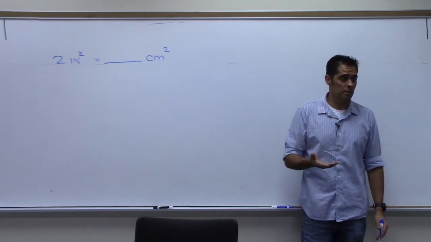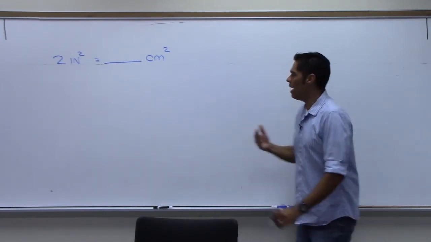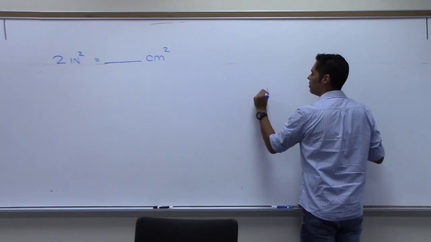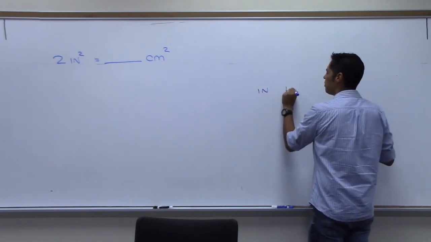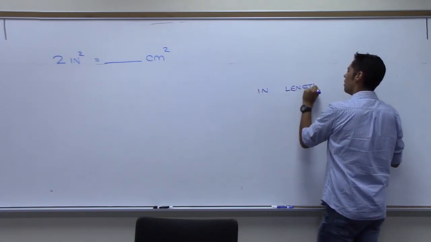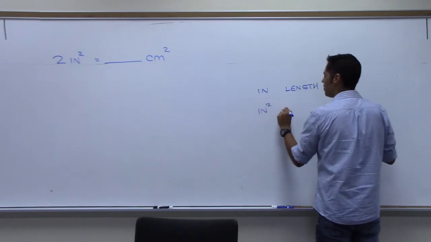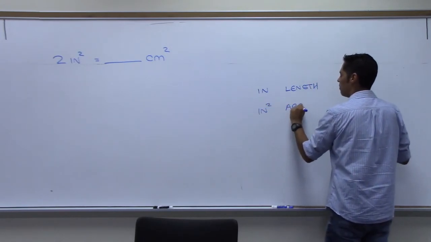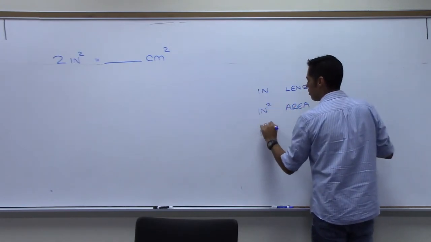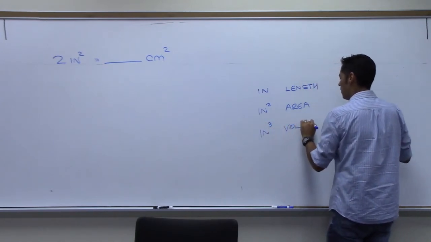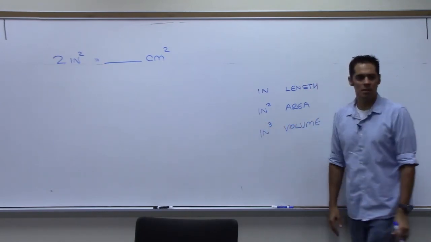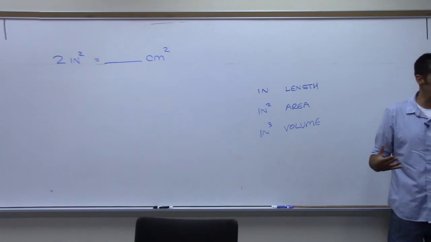Area of something. All right, so if you have just, for example, inches, right? This is a measurement of length. If you have inches squared, this is a measurement of area. If you have inches cubed, this is a measurement of volume. And then inches to the 4th doesn't really make sense in our physical world, all right?